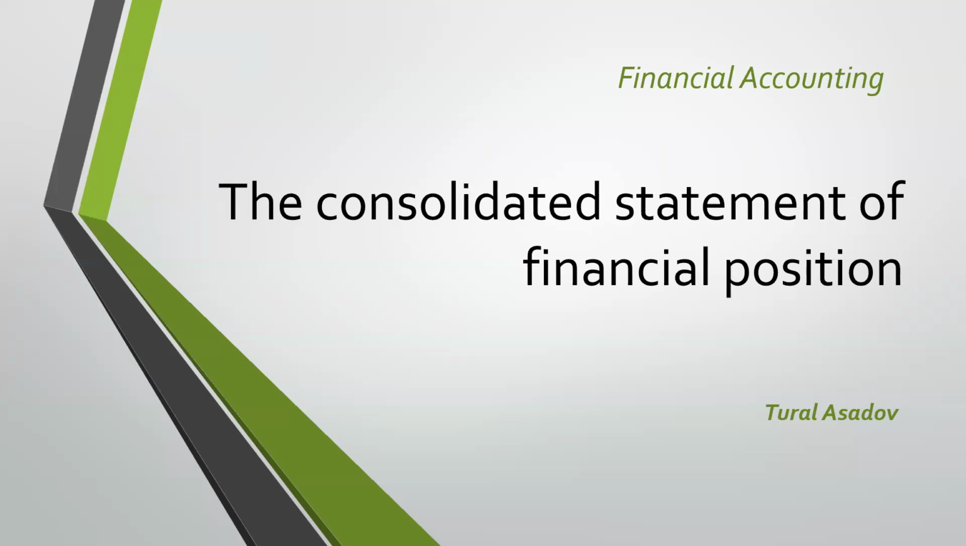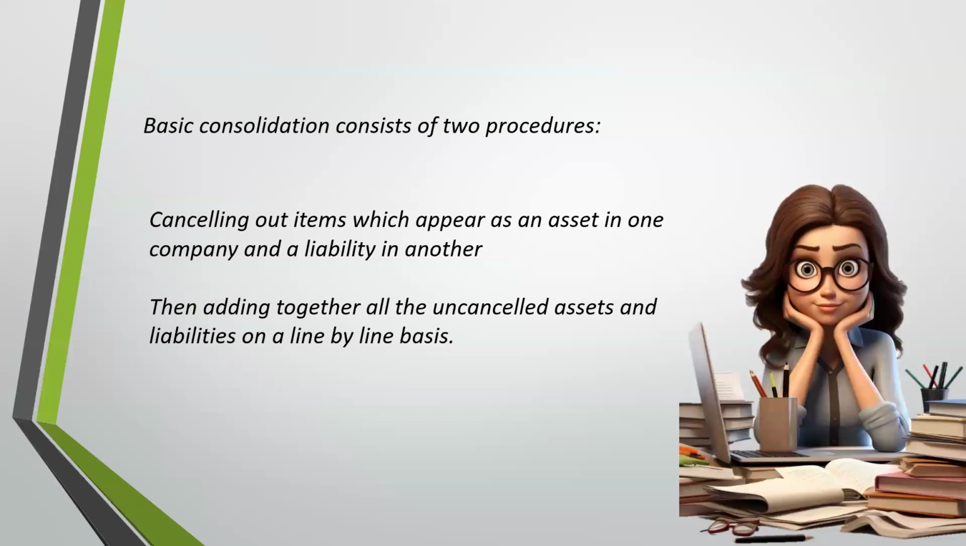Consolidated statement of financial position. Before we deal with the example, let's look at the little definition. Basic consolidation consists of two procedures: canceling out items which appear as an asset in one company and a liability in another, then adding together all the uncancelled assets and liabilities on a line-by-line basis.